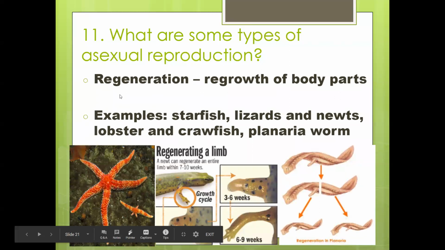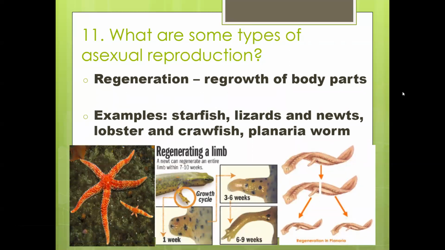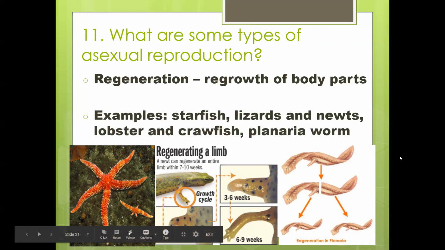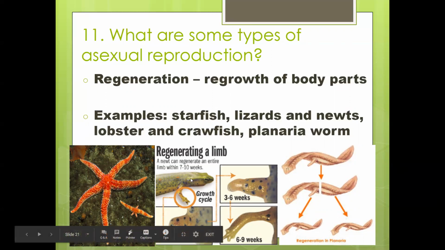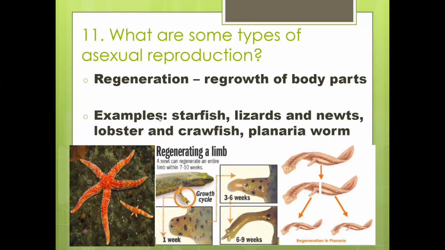There's also regeneration or regrowth of body parts. Sadly, we don't do this, but starfish could do that, or a worm called planaria. That is a flatworm that you can see over here. It's actually possible if you cut a planaria in half, they can actually regrow their entire body and become two worms. It's pretty cool. But more things than just starfish and planarias can do this. Lizards can regrow their tails, newts, lobsters, crawfish, a bunch of others.